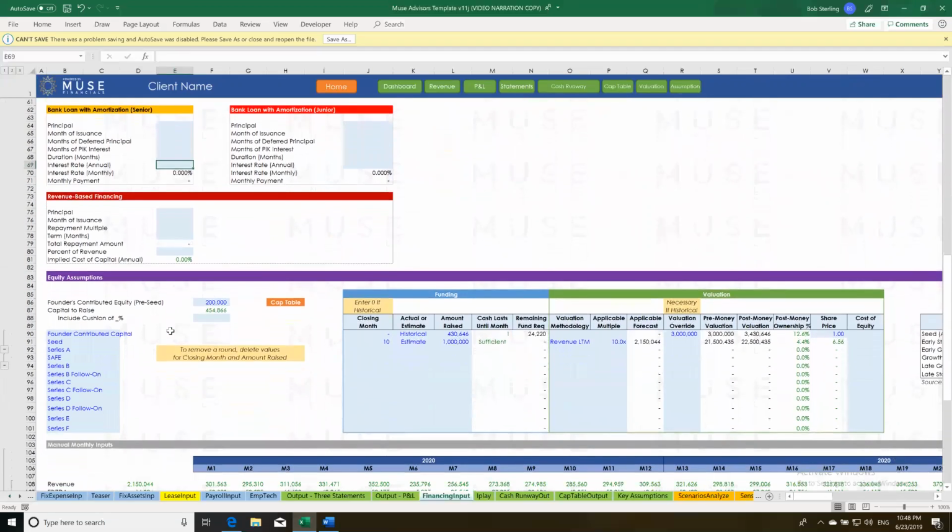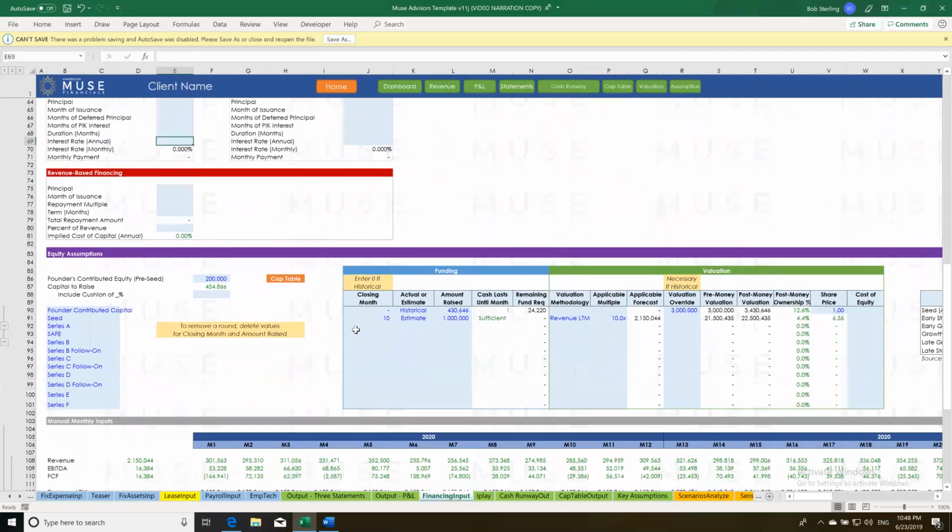For equity assumptions, this will generate your company's capitalization table. First, you'll enter any equity you've already contributed to your balance sheet. Then for each round of capital, you can enter 0 if it's already been issued, or you can enter a month in the future if it's projected. If you enter 0, please select historical to denote that the cash is already on your balance sheet.